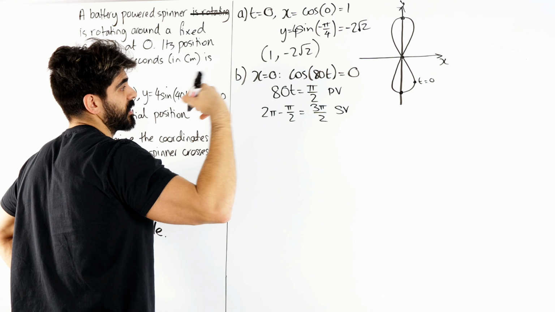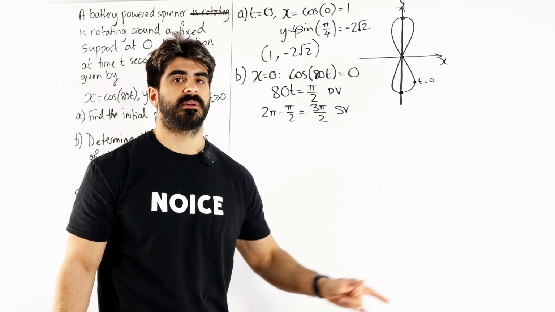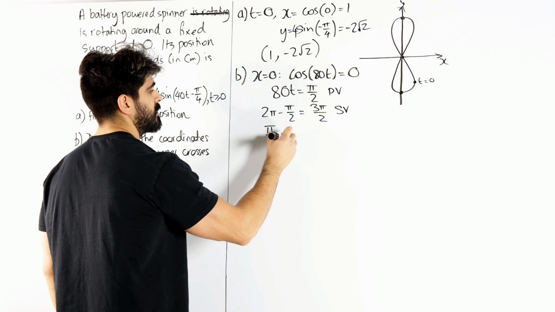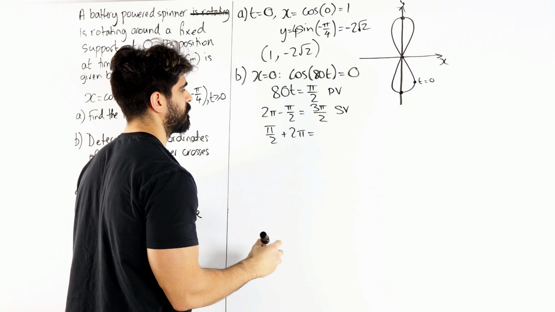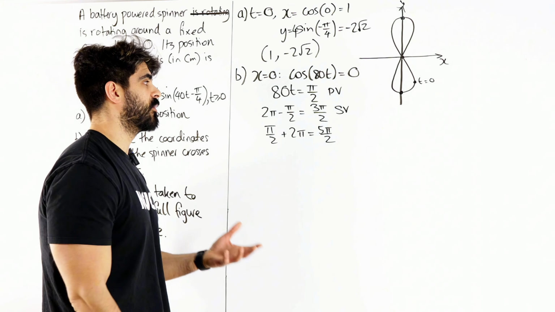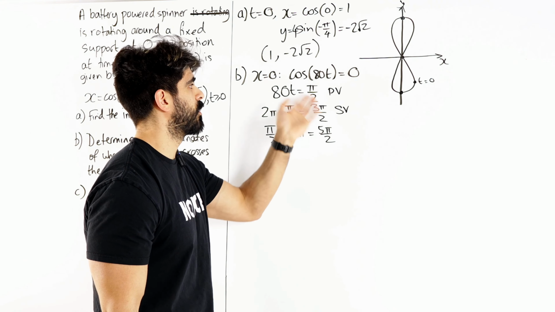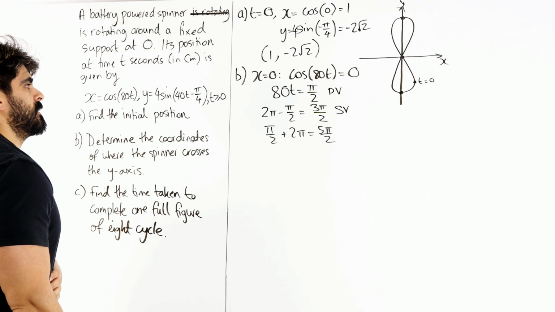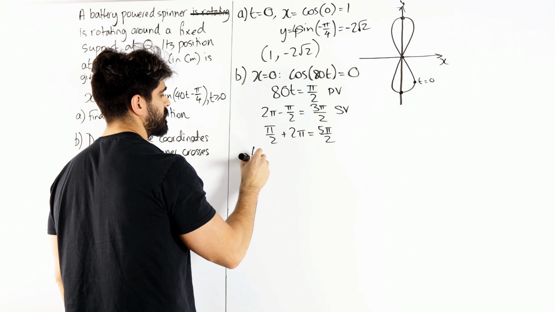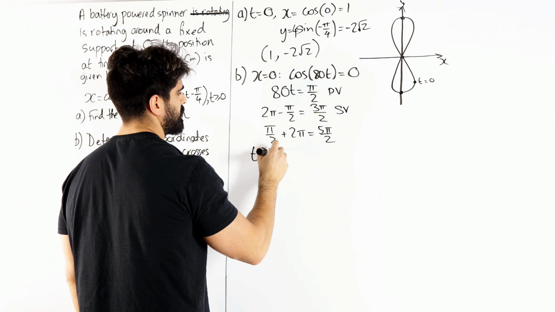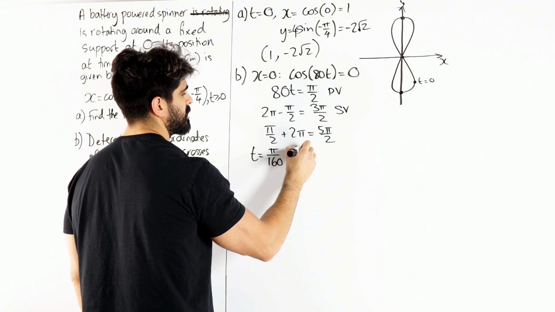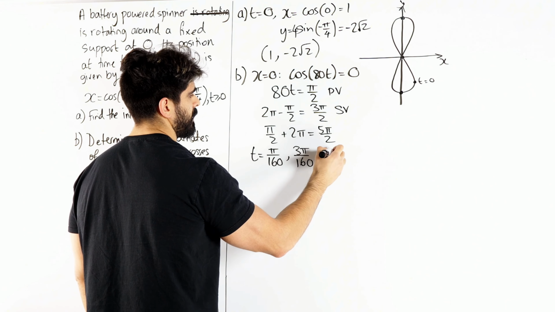That's 1 and 2. To work out the next one, remember guys, once you do your PV, SV, you add and minus 2 pi. But we're going forward in time, so we're going to add 2 pi. So we take pi over 2, add 2 pi, which is 5 pi over 2. You can do this one as well if you want; it's just going to take you back to one of the original ones we've already done. We're not done yet because we have to divide through by 80. So you're going to get t equals pi over 160, then 3 pi over 160, and 5 pi over 160.